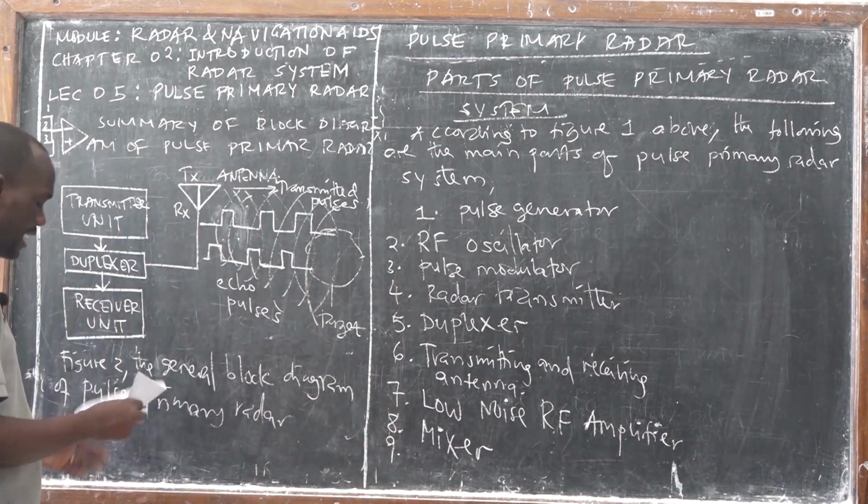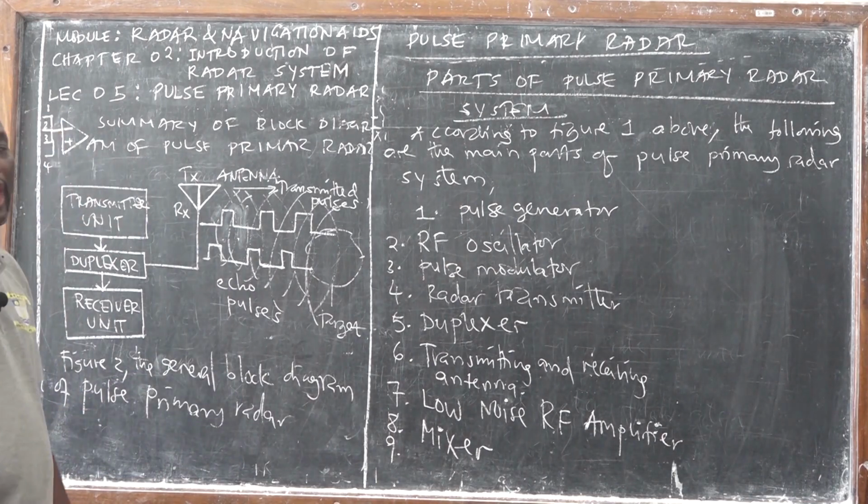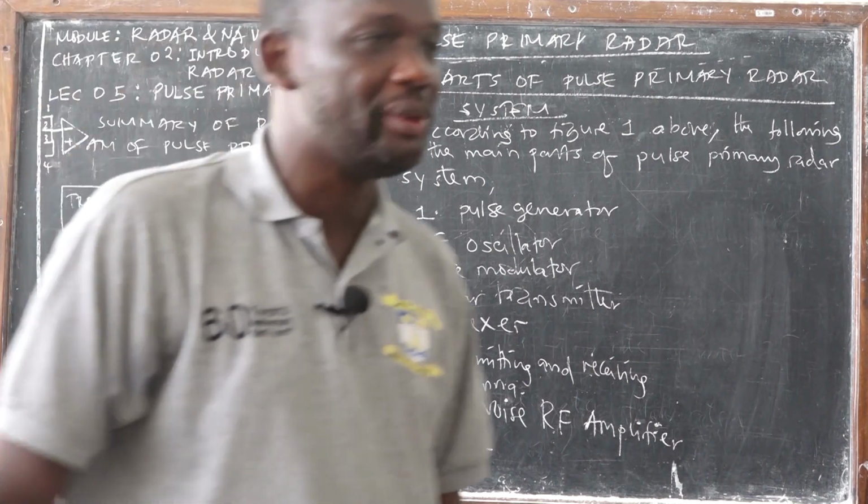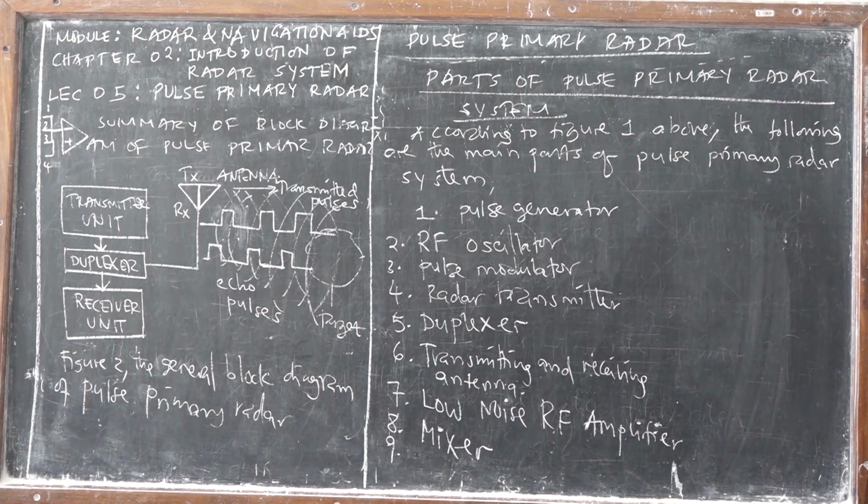Then number 9. So you have the mixer. This mixer is going to mix the signal from where? The mixer in the pulse radar system is mixing signals from which source? Local oscillator and what? RF amplifier. So it's going to mix the signal from the local oscillator and what? That is a part, it's not a signal. Which signals is that mixer going to mix? Simply, the mixer is going to mix 2 signals. One signal is the echo signal, and the other one is the signal from the local oscillator. That's all.